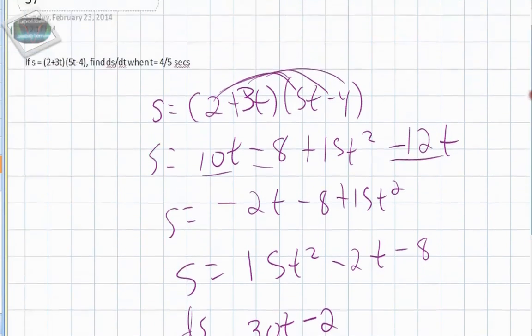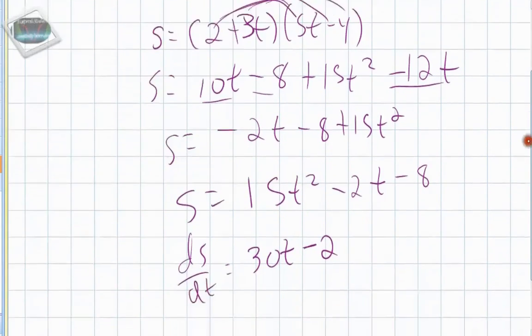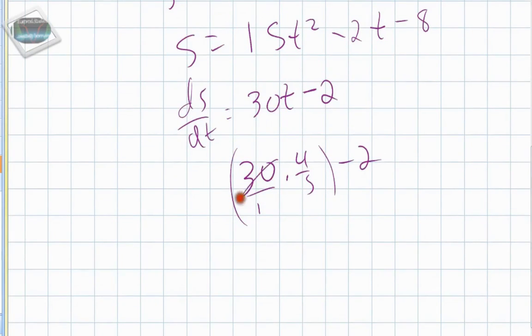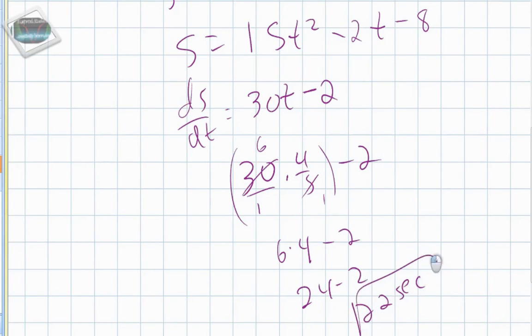And then they want us to plug in 4/5 for t. So we're going to have 30 over 1 times 4 over 5 minus 2. This is going to cancel. This will be 6. 6 times 4 minus 2, 24 minus 2, and our answer is 22 seconds.